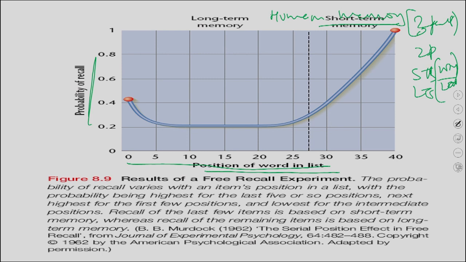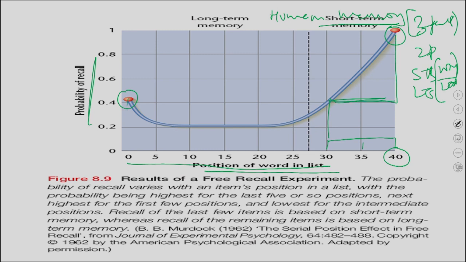If you look at the curve, items at the beginning of the list, and this is 40, these are items at the top of the list. As you can see, items at the very beginning of the list are remembered with a higher frequency, and so are items towards the end of the list, item number 39, 40. If you look from item number 30 onwards to 40, the slope of the curve is very high.